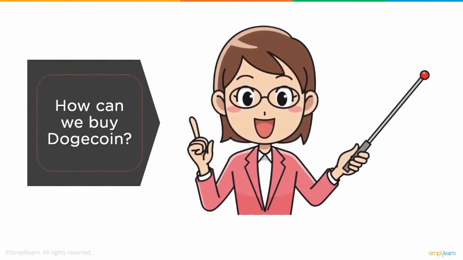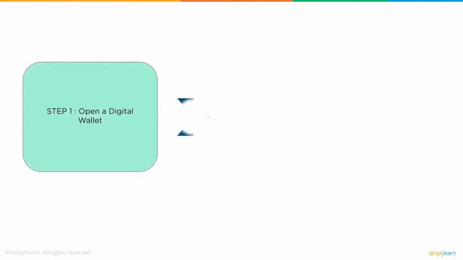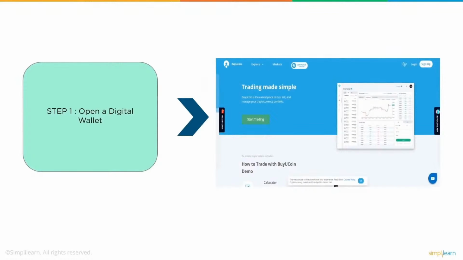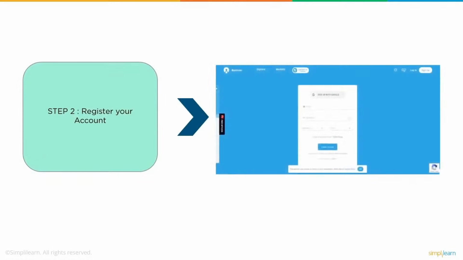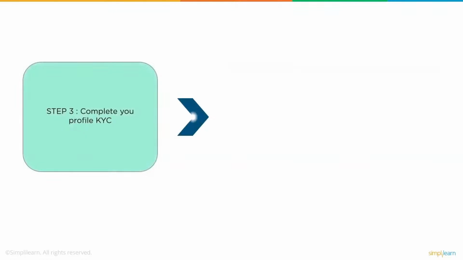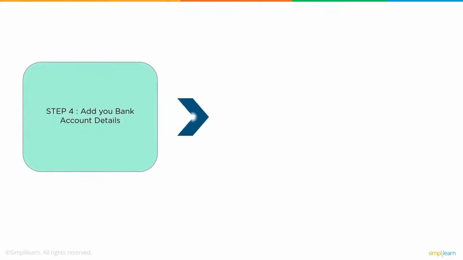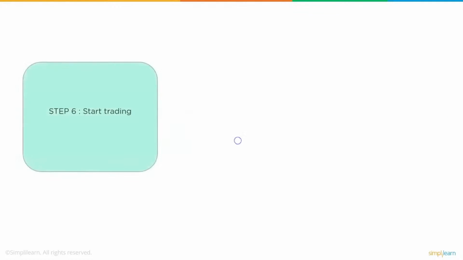So to buy Dogecoin, we will have to follow a few steps. Step 1. Open a digital wallet. Buy Your Coin is considered a perfect application for trading cryptocurrencies. Step 2. Register your account. Step 3. Complete your profile KYC by providing your identity and address proof, like an Aadhaar card. Step 4. Add your bank account details. Step 5. Secure your account by creating a convenient trading PIN that is only accessible by you.